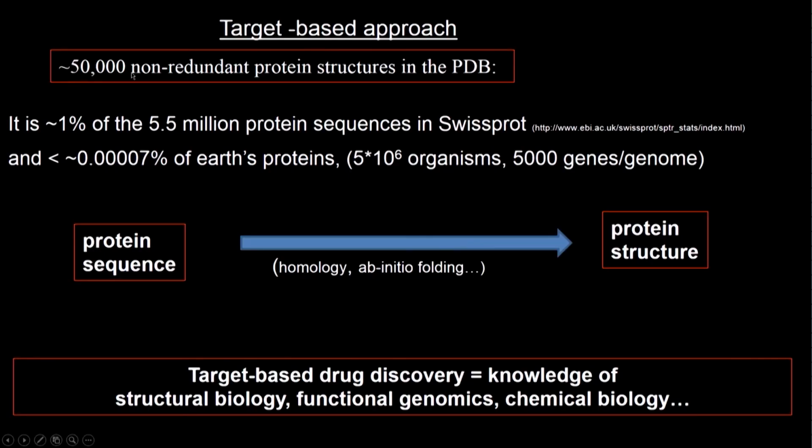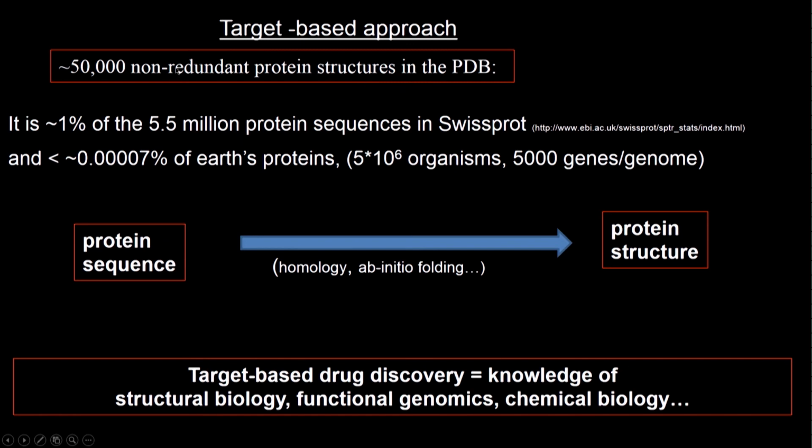look at the PDB, protein data bank. Like I showed you, it contains more than 50,000 non-redundant protein structures, but then it is only 1% of the 5.5 million protein sequences in Swiss Prot. Okay, so the Swiss Prot is a web database which contains sequences of proteins. That means it is a 2-dimensional sequence, whereas PDB contains 3-dimensional structures.